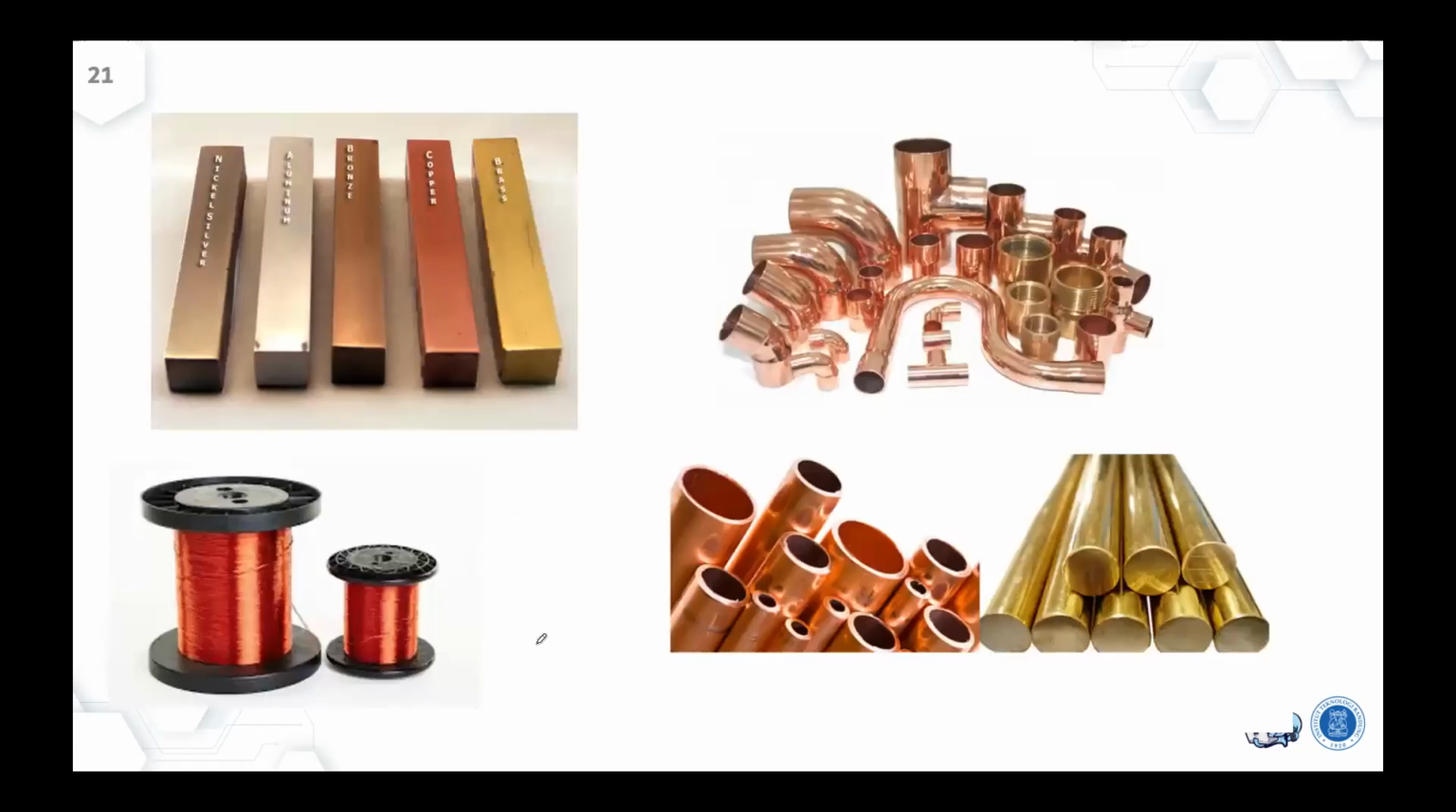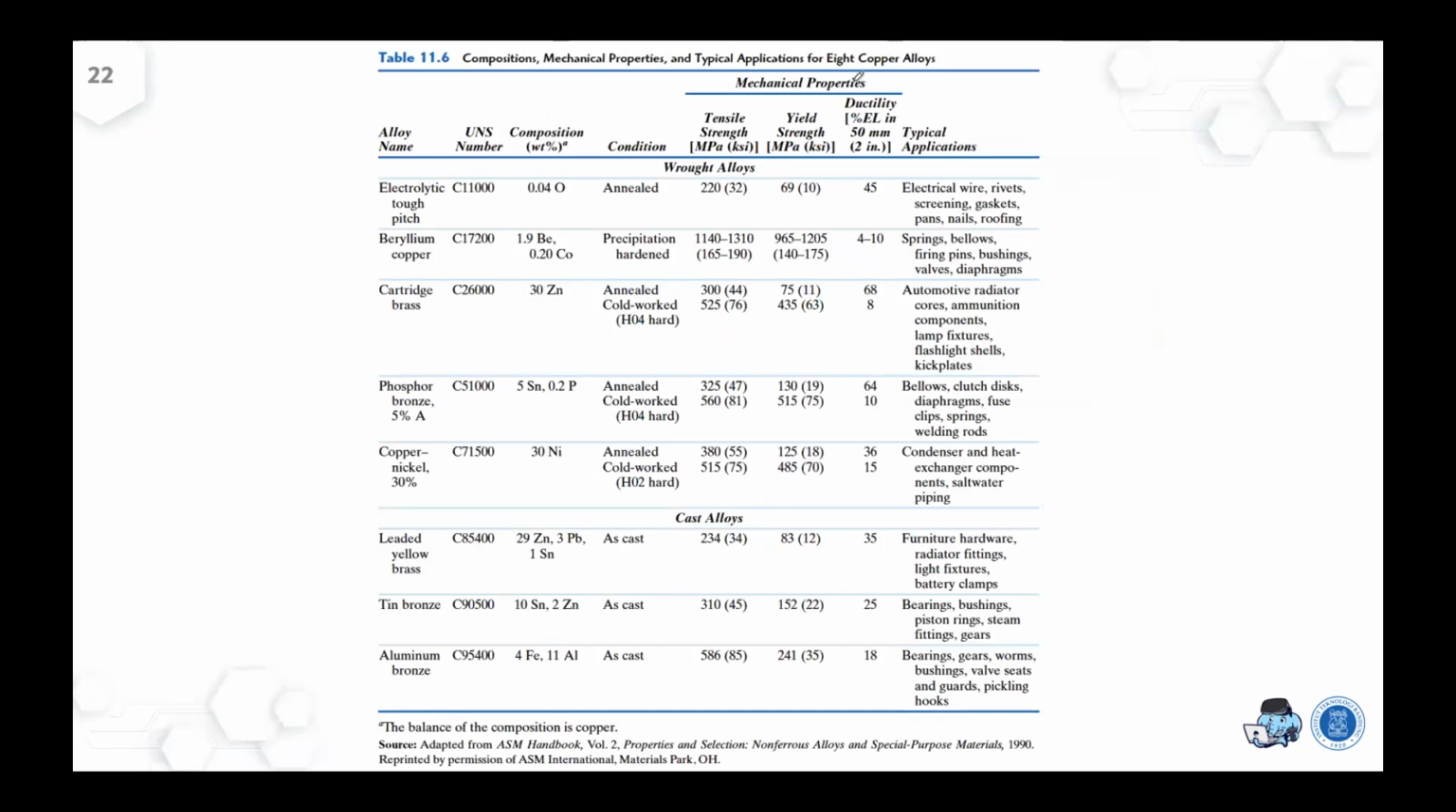Alright, so this is copper. You can see here the applications of copper. Usually we only specify the alloying elements, and the remainder is copper. For example, the brass is this one, with 29% of zinc. This is copper nickel, 30% zinc. And for example, brass contains 30% of zinc, and you can see the electrical wire, rivets, and so on from here.